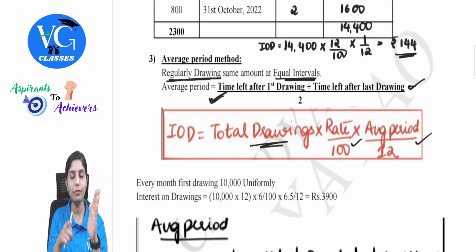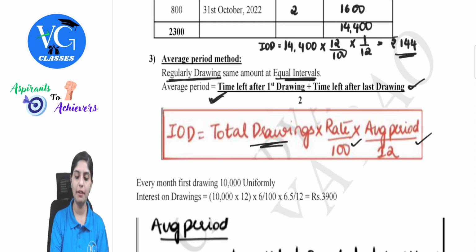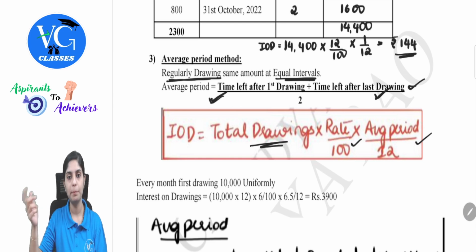So I have the whole month of April and then the following month. So totally I have still 12 months until 31st March. Yes or no? So, time left after first drawing will be 12 months plus time left after last drawing.